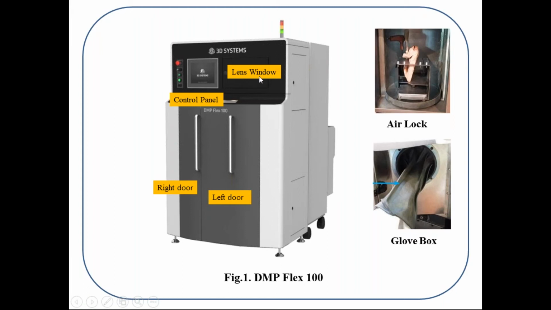The laser assembly consists of a lens window, and there are a right door and a left door. By opening the right and left doors, we can access the airlock system. We put accessories required inside the chamber, for fixing the build plate and cleaning the process chamber, in the airlock. And with the glove box, we put our hands in and can unload and load the powder, and also fix the build plate.